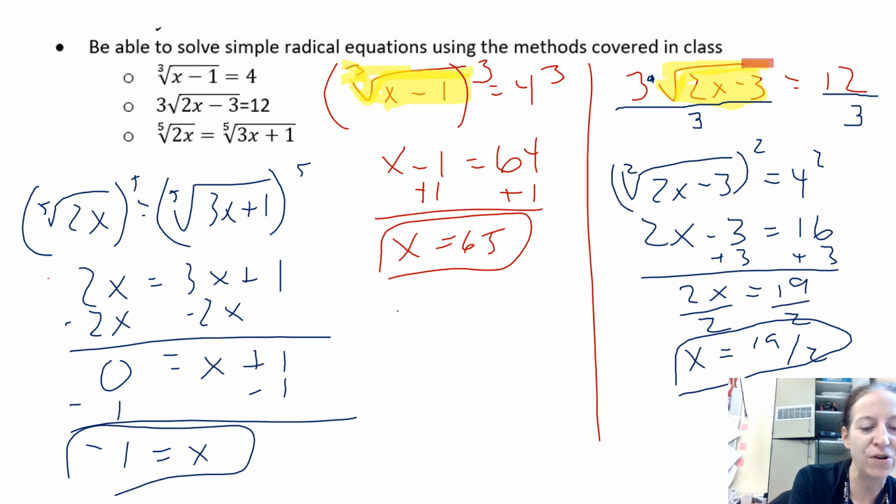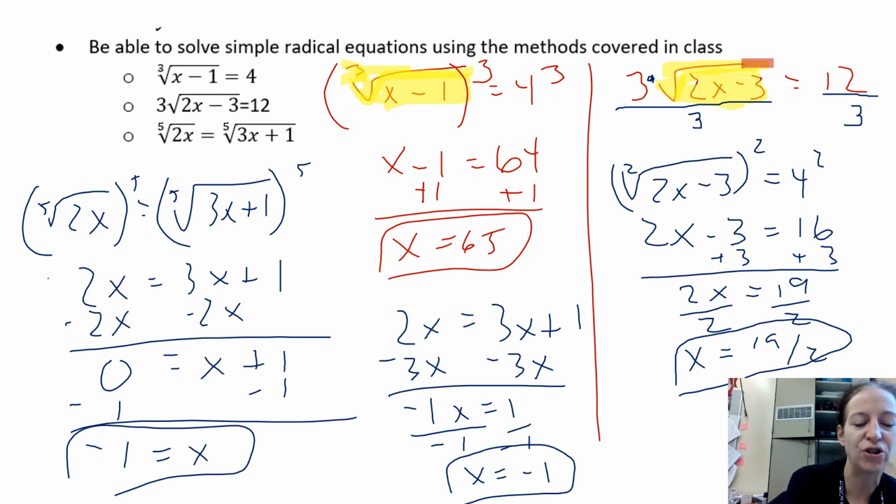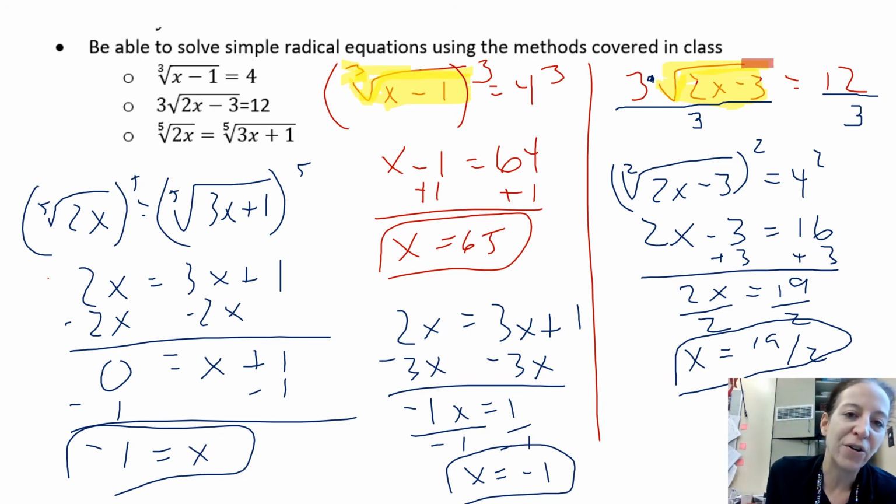If that 0 there gave you the heebie-jeebies, all right, you can do it this way. You can subtract 3x from both sides. This will give you negative 1x equals 1, and then divide by negative 1. And either way, you should be able to arrive at x is equal to negative 1. So you can pause the video and study that and make up your mind about which way you're more comfortable doing that.